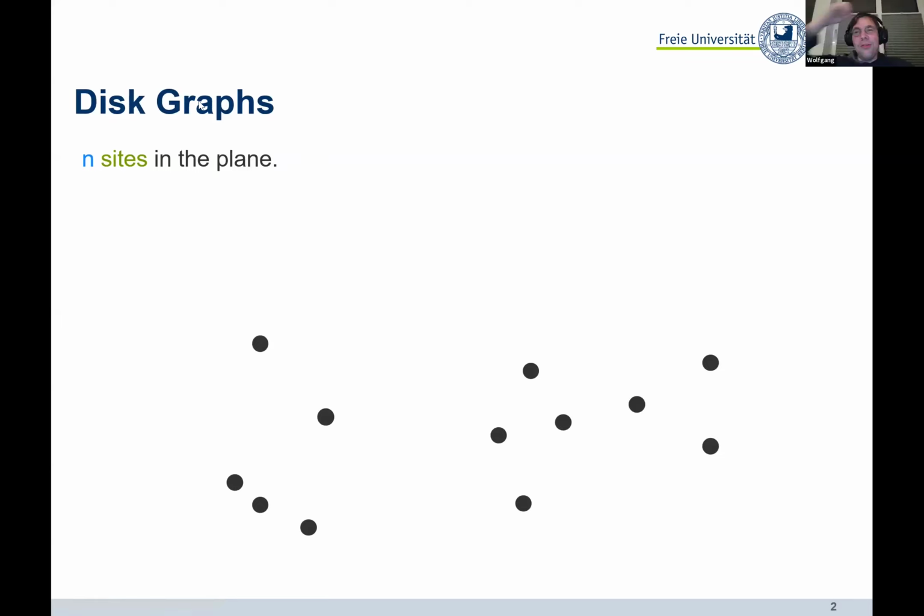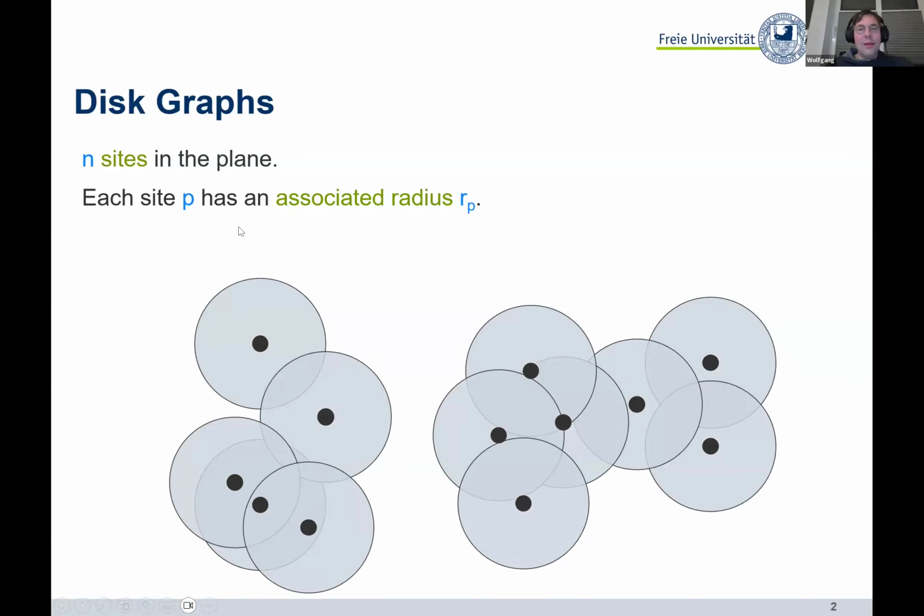and let me try to remind you, in case you have forgotten or you've never seen it, what a disk graph is. A disk graph is a geometric intersection graph. They're defined in the plane. We have n points in the plane, and in that context, we usually call them sites. And each site has an associated radius. So with each site, we associate a number Rp, which is just a real number larger than 1, and this we interpret as a radius, and then we draw a disk around each site with that radius, and this gives an arrangement of disks.